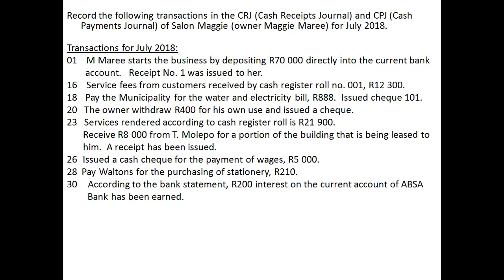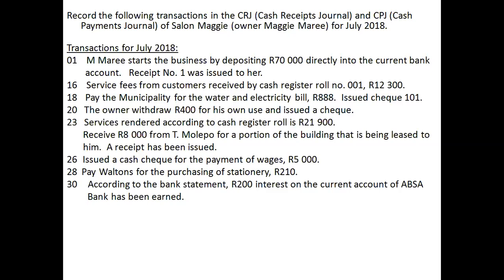On the 23rd, services rendered according to the cash register roll is 21,900 Rand. Right, let me stop there because the next part is another transaction. So it's services rendered, it's cash register roll, so that means it must go to the CRJ. The amount is 21,900. There's no name of a person in the transaction.